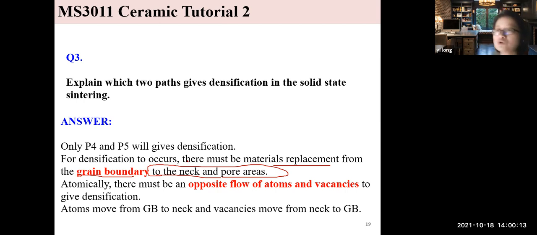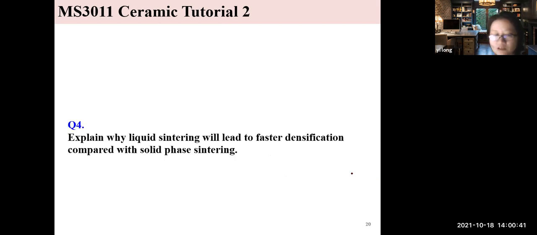Yesterday one student sent me an email and he actually summarized very well already. So there are two conditions. Condition 1, make sure everything happens at the green boundary, because that's the first initial contact point between the two particles. Secondly, make sure there's opposite flow, and it is true atomically from the Young-Substance equation and the Kelvin equations. That's Q3.